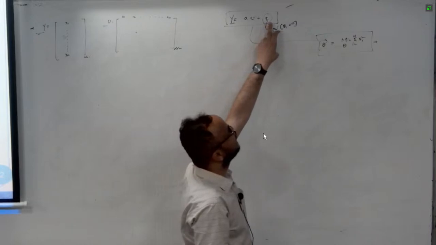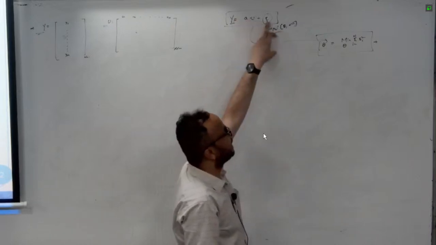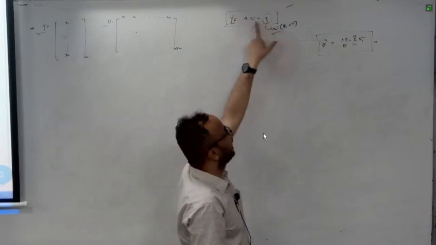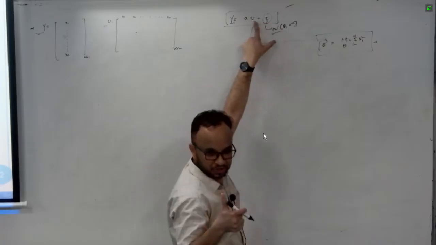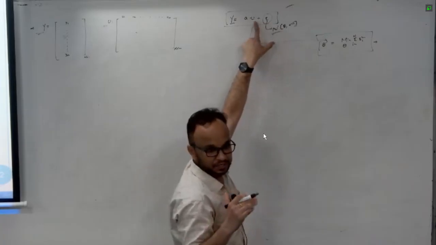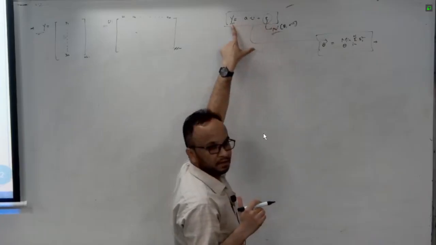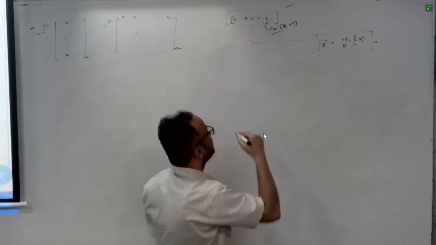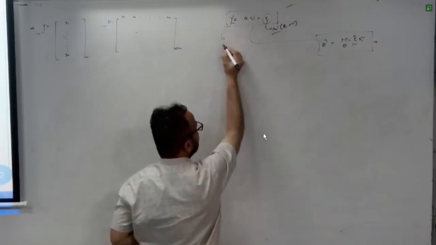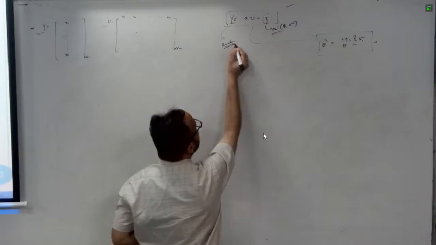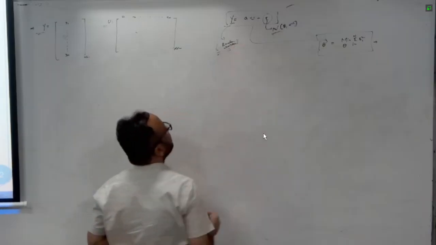I'm assuming that the uncertainty which is entering into your measurement model is a random variable with a Gaussian distribution, and the input is constant, it's deterministic, and the model is linear. So the output also will be a random variable. So this is also a random variable.